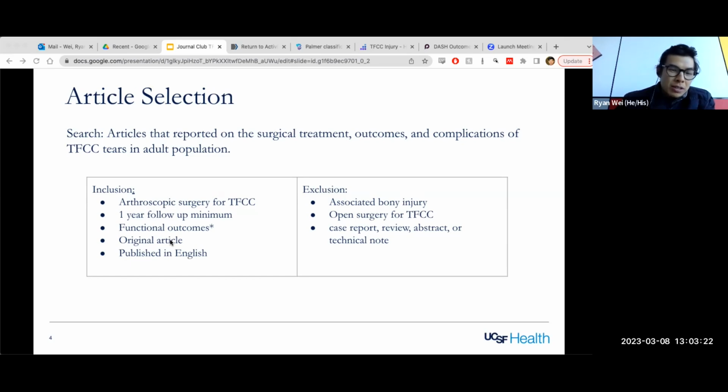Their inclusion-exclusion criteria were arthroscopic surgery for TFCC, so open surgeries were excluded. They had to have at least a year minimum of follow-up. They looked at functional outcomes, including grip strength, range of motion, DASH score, pain, and the modified Mayo wrist score. And it had to be an original article published in English. You can see that they excluded case reports, reviews, abstracts, and technical notes.